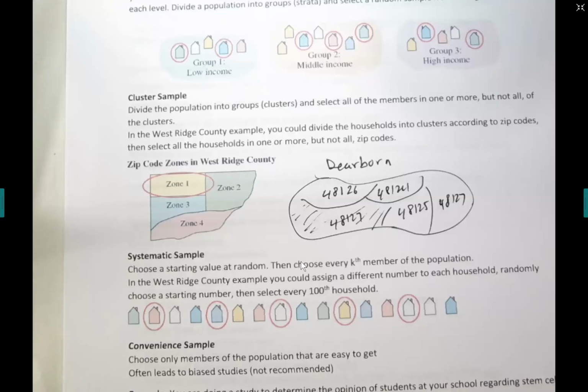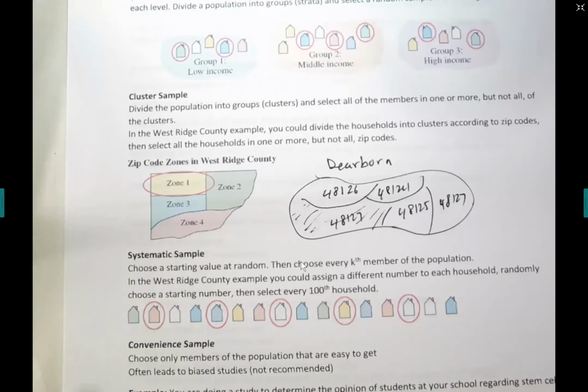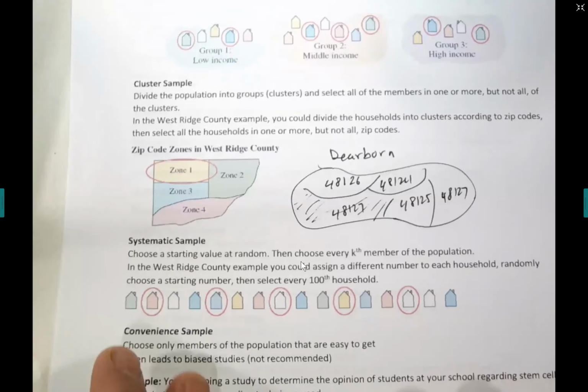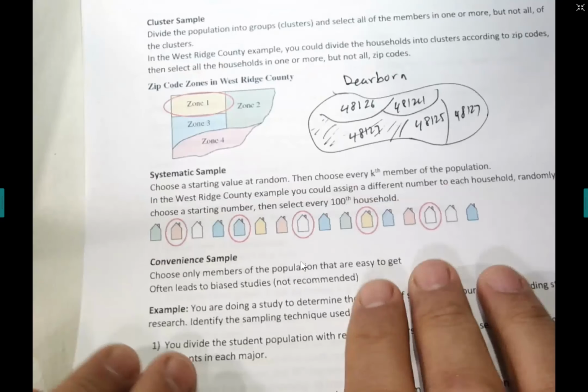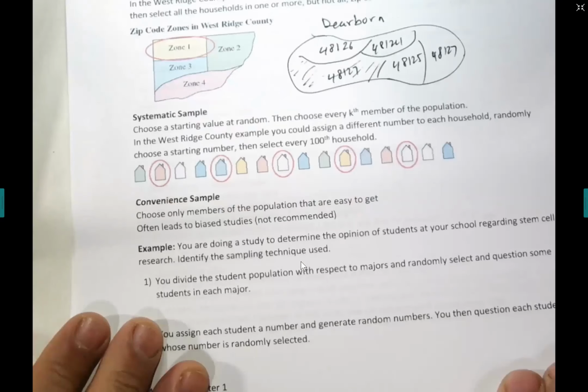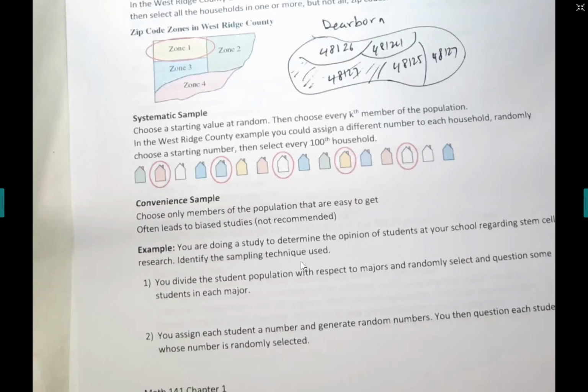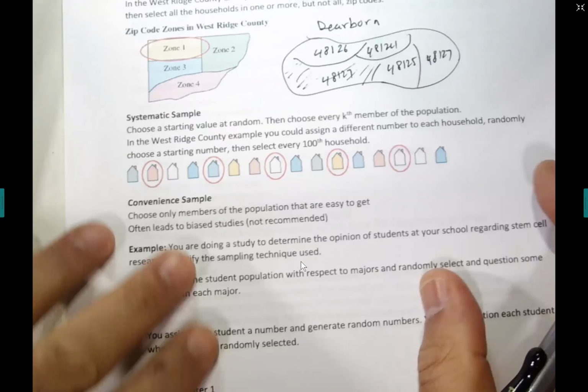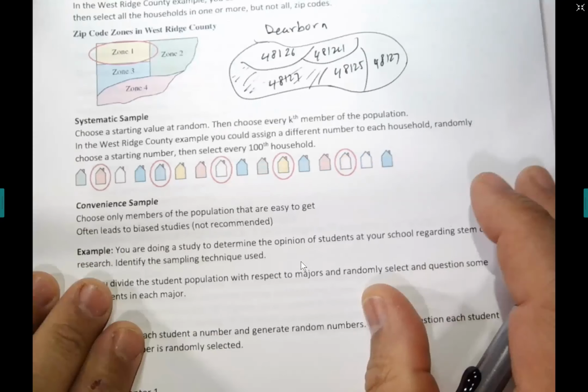Okay, let's do this exercise together. We have the sampling techniques, and we're going to match each example with the sampling technique. Let me list them again, just so you can see what we're doing right here. We have a simple random sample.